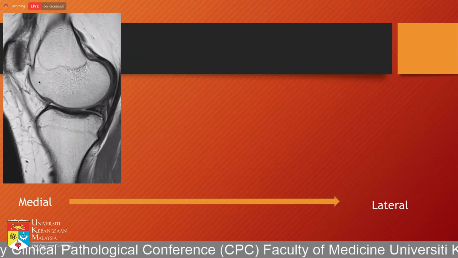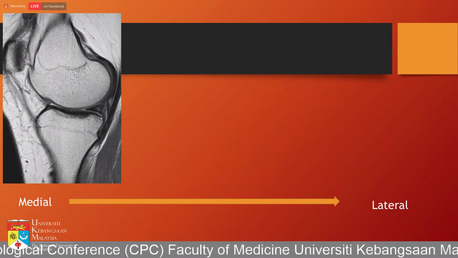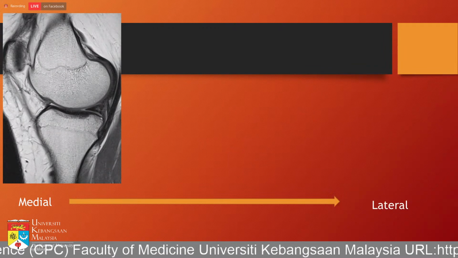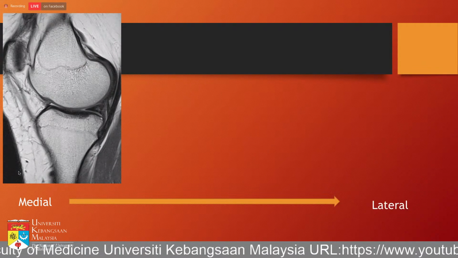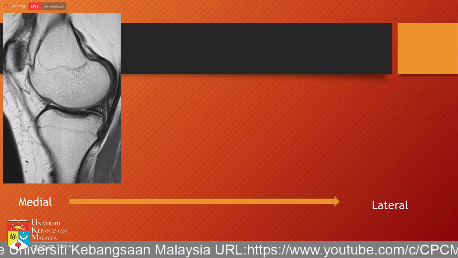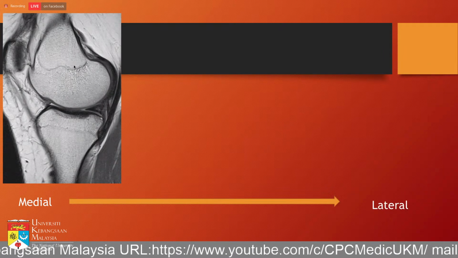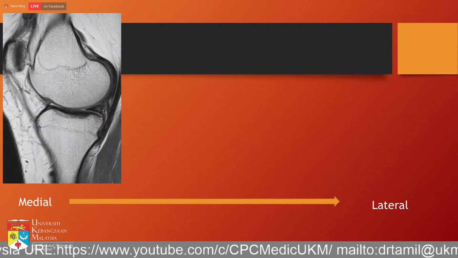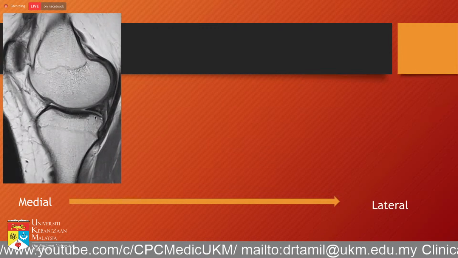Now this is the non-fat saturated image of the patient. Normally we would do a fat saturated image and have a non-fat saturated image of the patient. As I orientate you from the medial to lateral, at the medial aspect of the tibial condyle and the medial femoral condyle, you can start to see the triangular shaped structure, and this would correspond with the posterior horn of the medial meniscus.